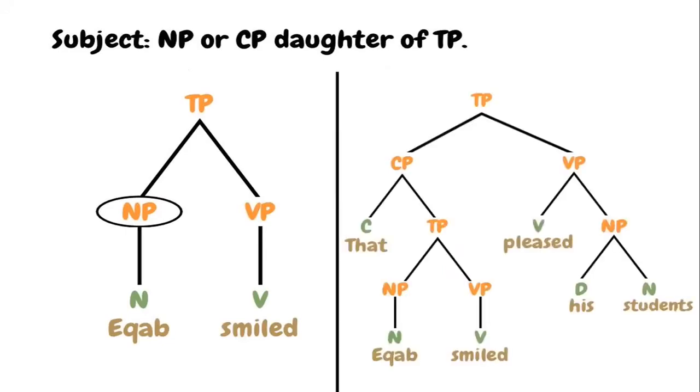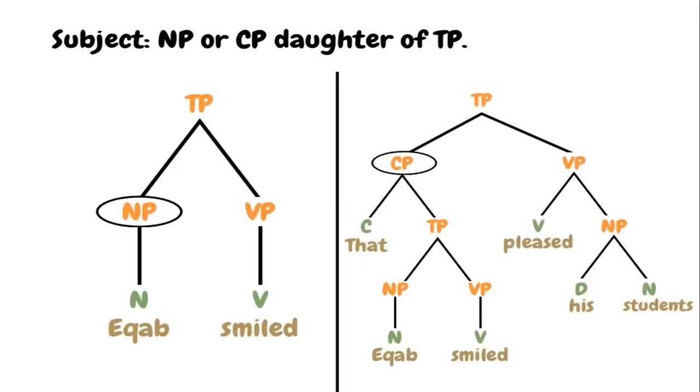On the other hand, how can the subject be a CP? Let's take a look at this tree. So here, that Agab smiled, the constituent that Agab smiled is the subject. This is the subject, the CP daughter of TP. Now let's move to the second grammatical relation, that is objects.